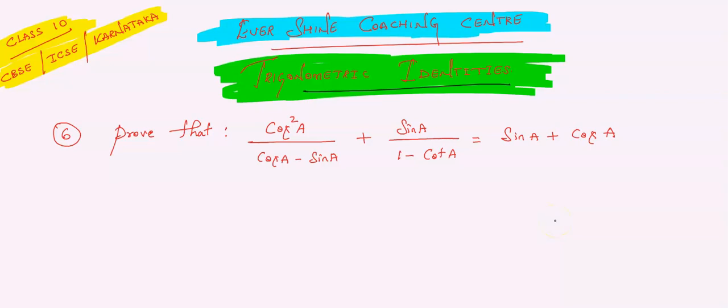My dear students, I hope you all are doing well and you have already watched the videos related to trigonometric identities. Now in this session we are going to discuss problem number 6, the very important questions related to trigonometry. Let's begin with this problem solution. As you can see here, the problem is: prove that cos square A by cos A minus sin A plus sin A by 1 minus cot A is equals to sin A plus cos A.